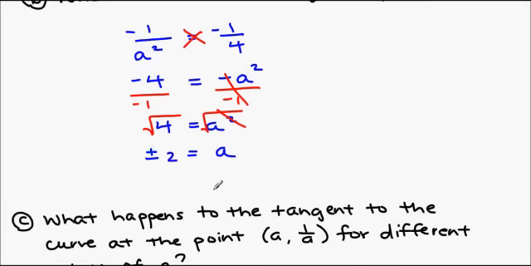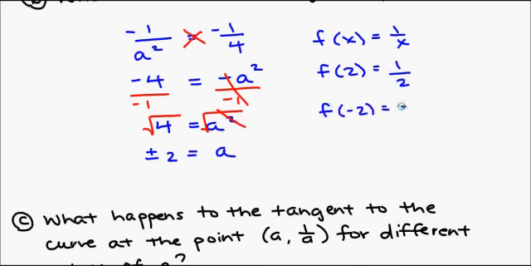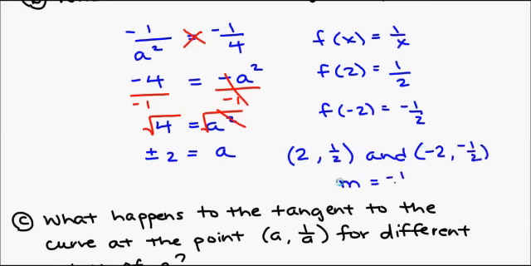So when a is 2, this is, remember, our x value. Let's find out the point. So our function was f of x is 1 over x. So if we say f of 2, we're going to have 1 over 2. And f of -2 is -1/2. So at the points (2, 1/2) and (-2, -1/2), our slope is -1/4.